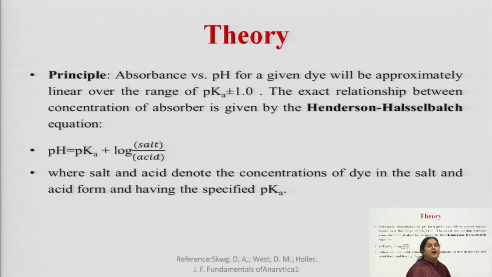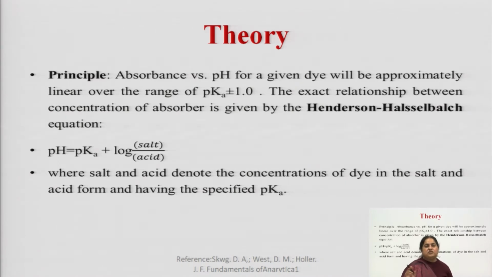The theory behind the principle of colorimetric determination is that absorbance versus pH for a given dye will be approximately linear over the range, right. So, this relationship, that is pH versus absorbance: as the pH of the solution increases, the absorbance will increase. So, this linear relationship should hold through quite a range, right. It should extend over a range of pKa plus minus 1.0.